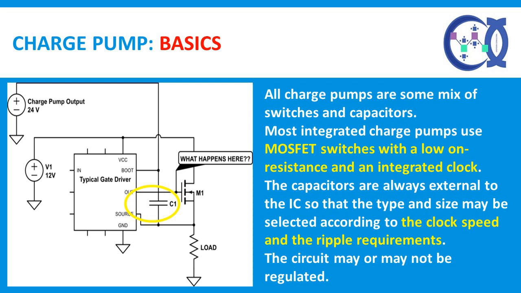Most integrated charge pumps use MOSFET switches with a low on resistance and an integrated clock. The capacitors are always external to the IC so that the type and size may be selected according to the clock speed and the ripple requirements. The circuit may or may not be regulated.